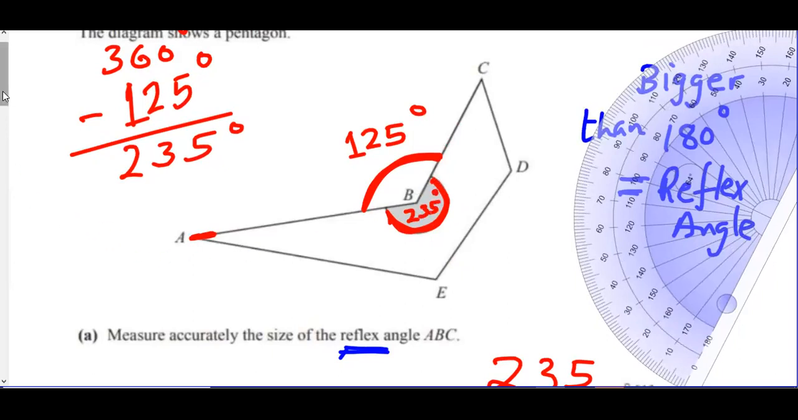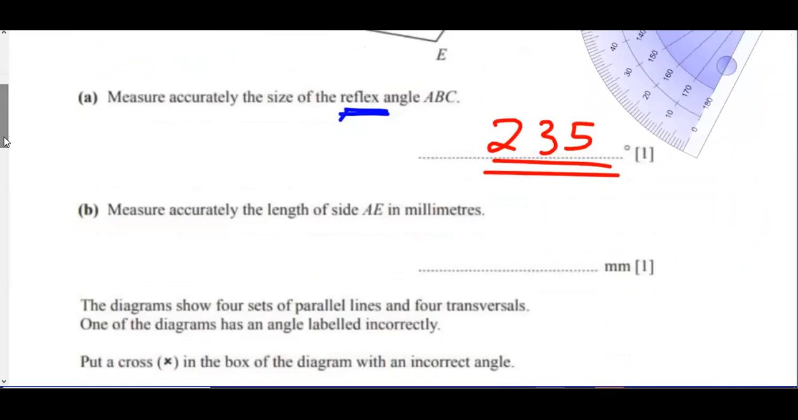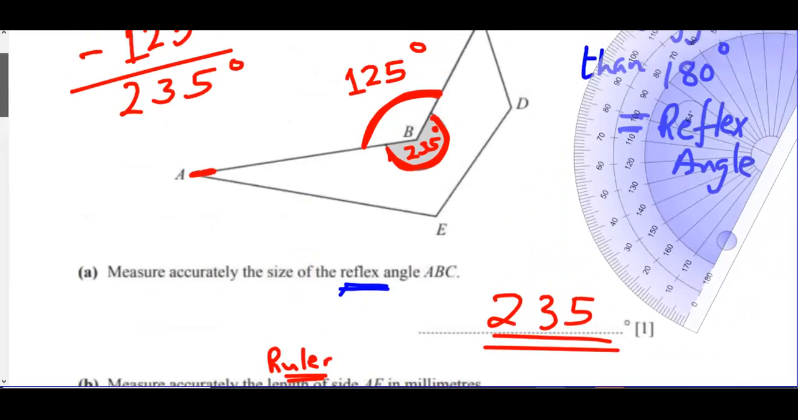Okay. The next question is measure accurately the length. Now, to measure an angle we need a protector, but to measure the length, we need a ruler. So go ahead, take a ruler, and then measure the length of side AE, and your answer should be in millimeters. So from A to E, we need to measure using a ruler.